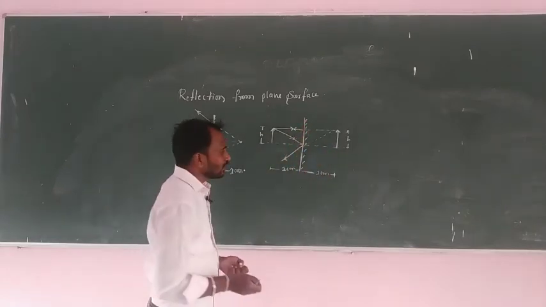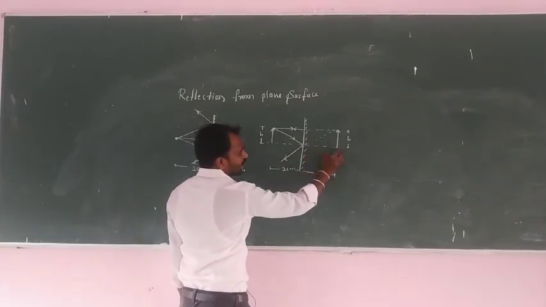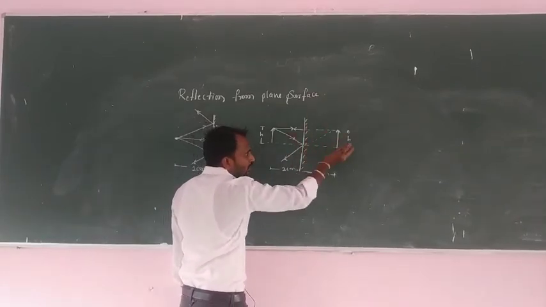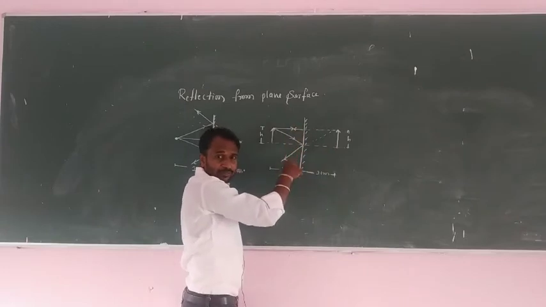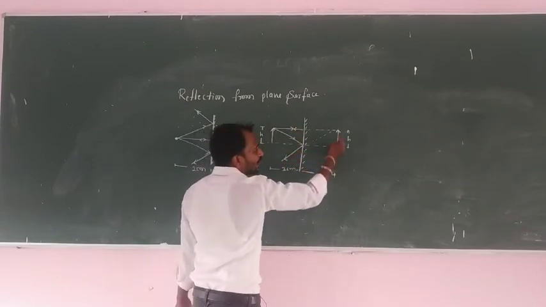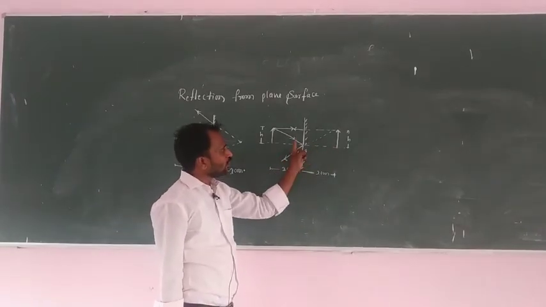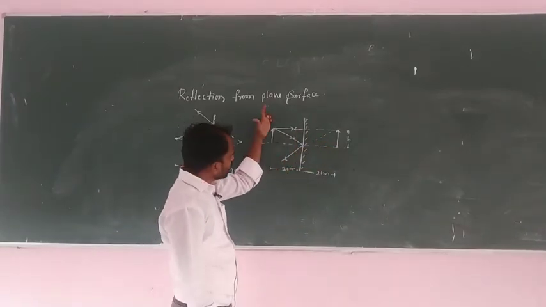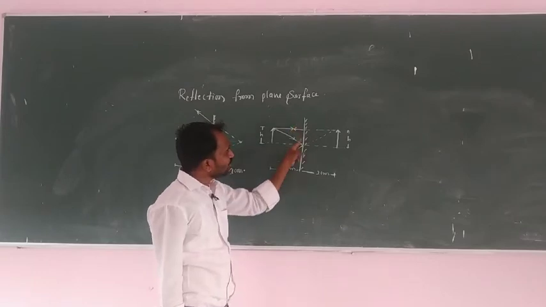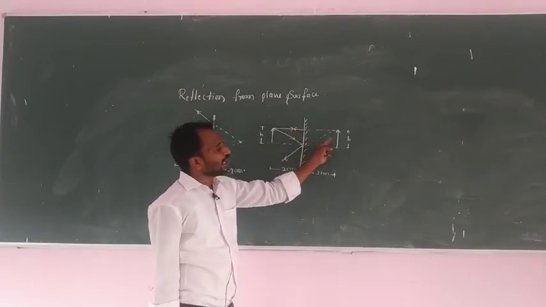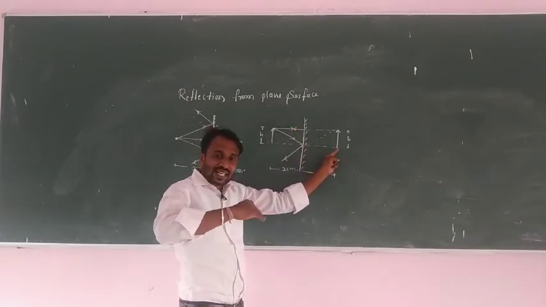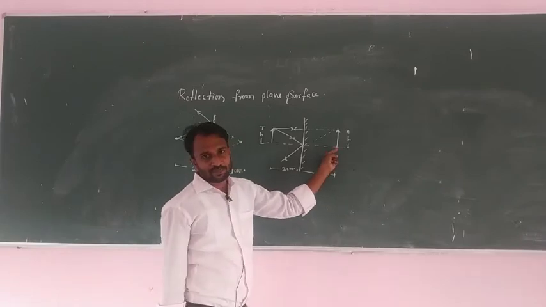And this image is formed beyond the mirror, otherwise the other side of the mirror. So this image is formed beyond the mirror. Why? Because the object is placed in front of the mirror, so we will get the image beyond the mirror. It means the other side of the mirror.